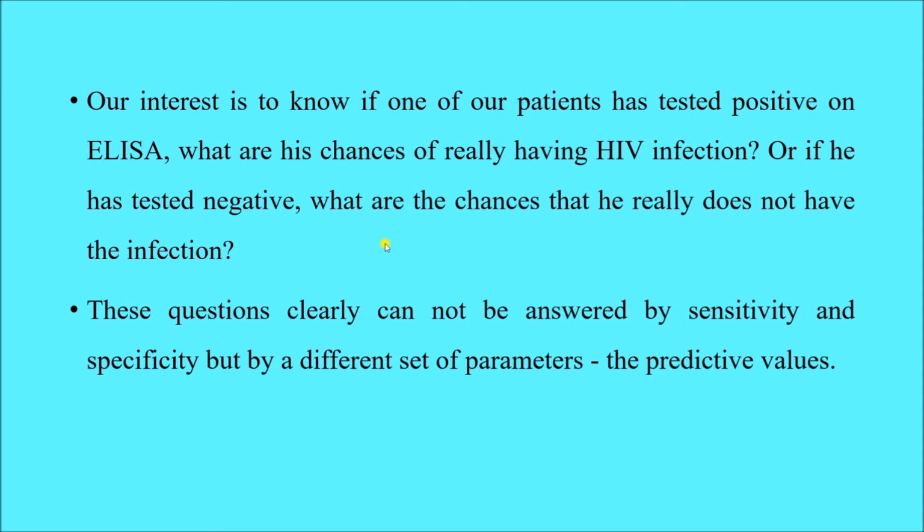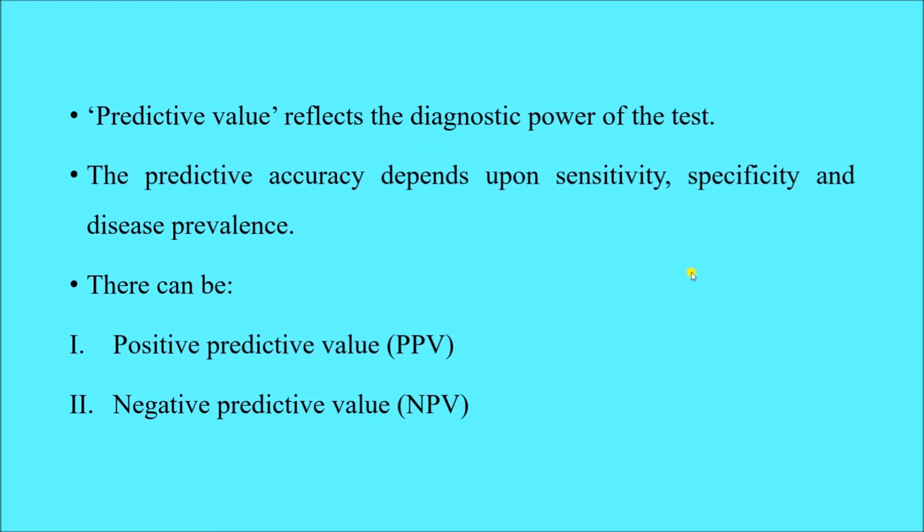So this is what we are concerned about. That means whether a positive result is actually a true positive or false positive. Similarly, whether a negative result is actually a true negative or false negative. All these questions cannot be answered by sensitivity or specificity of a test. For that, we need to address different parameters, which are the predictive values of the test. Predictive values reflect the diagnostic power of the test, and they depend on the sensitivity, specificity and disease prevalence, right? There can be two types of predictive value of a test, that is positive predictive value, also known as predictive value of a positive test, and negative predictive value, also known as predictive value of a negative test.